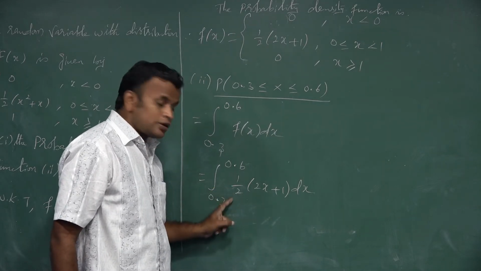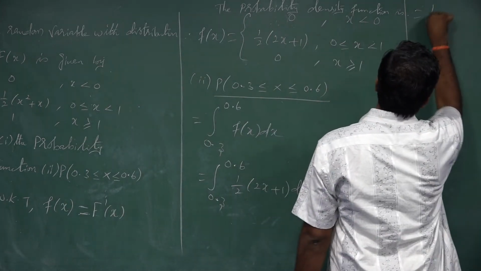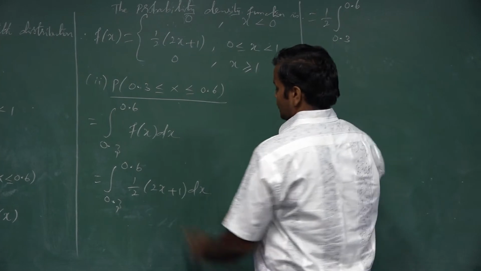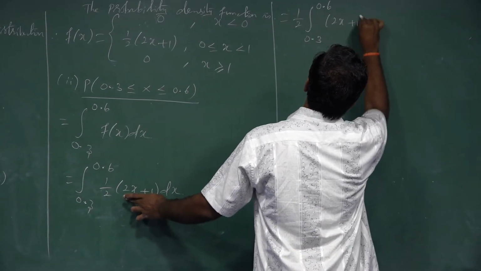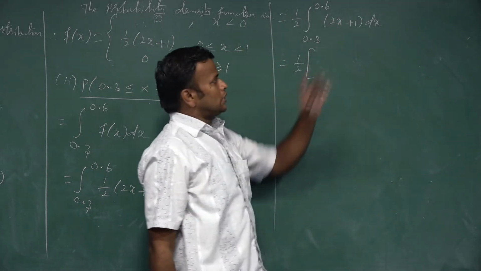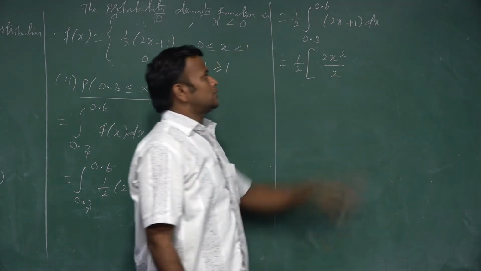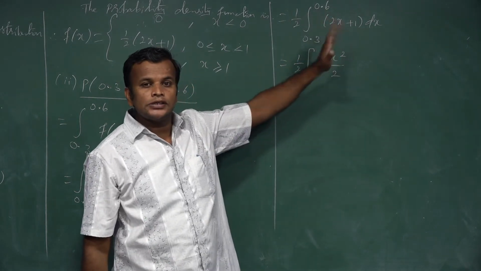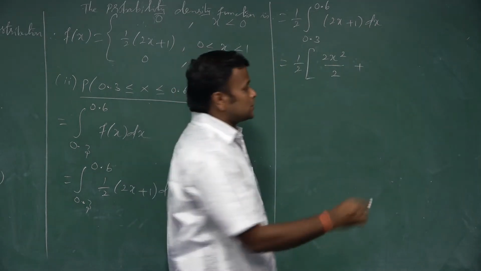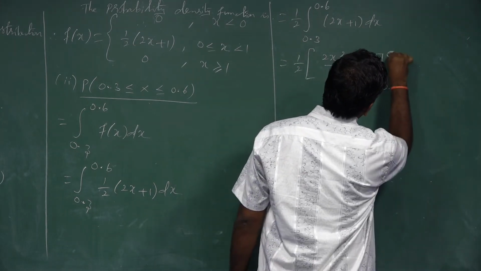You see 1 by 2 is a constant. First of all, we will take the constant outside. 1 by 2 outside, integral from 0.3 to 0.6 of 2x plus 1 into dx. What is the integration of 2x? The integration of 2x is 2x square by 2. Okay, 2 is a constant. The integration of x is x square by 2, plus 1 into dx. The integration of dx is x. Then the limits 0.3 to 0.6.